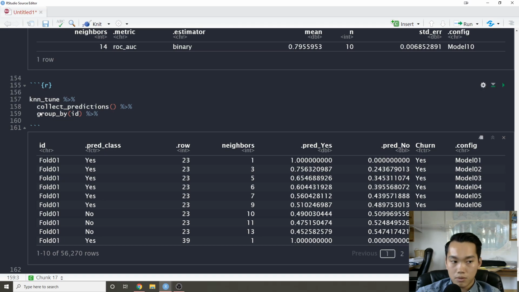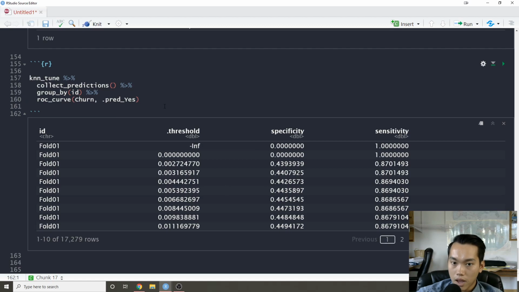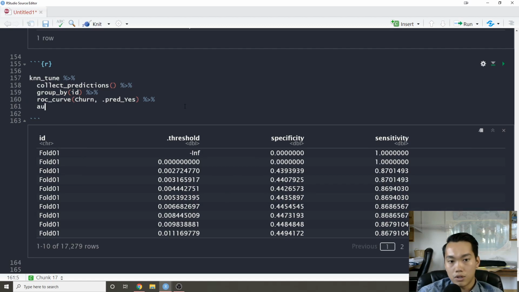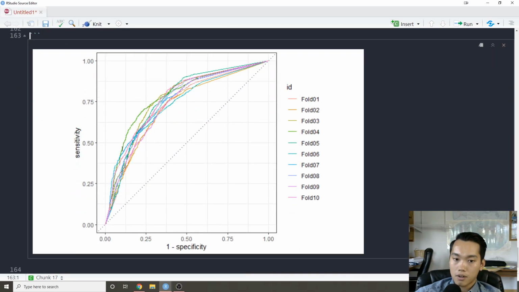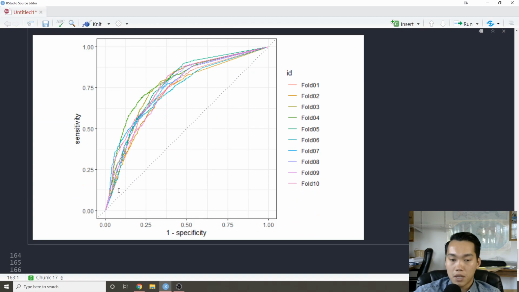Group by ID, and then what we can do is ROC curve, give it our churn, which is our true value, and just give it our probability of yes. So now we have that, and then what we can do is use autoplot, and it'll autoplot the ROC AUC scores. The ROC AUC score is basically the comparison between the sensitivity and 1 minus specificity.